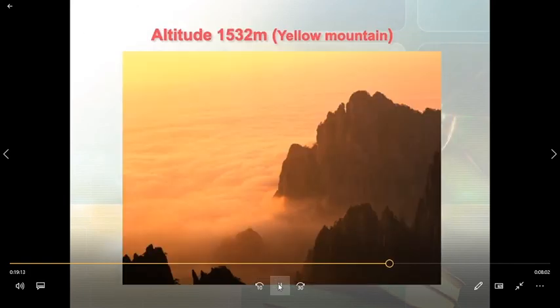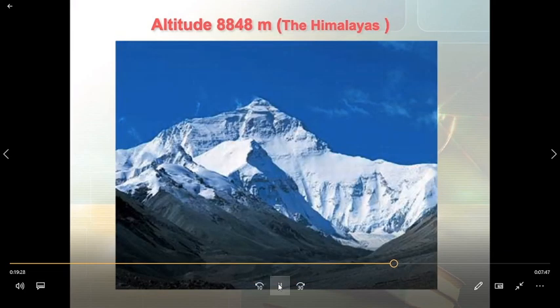And in Yellow Mountain, the altitude is 1,532 meters. So you shouldn't feel any difficulty getting enough oxygen to your tissue cells. This is the Himalaya. So you do need oxygen cylinders to breathe freely over there.